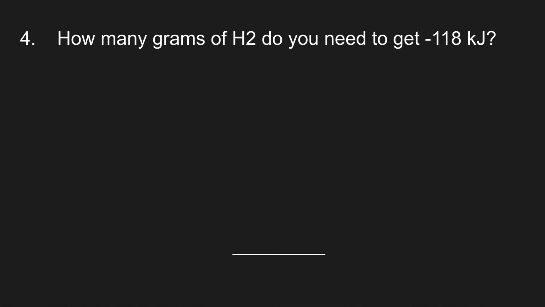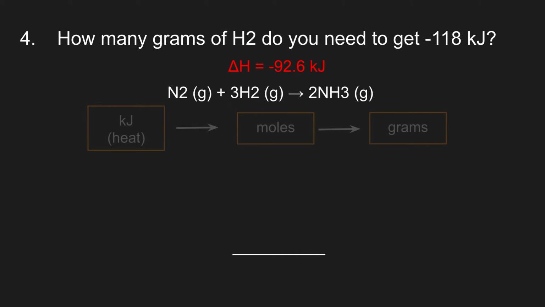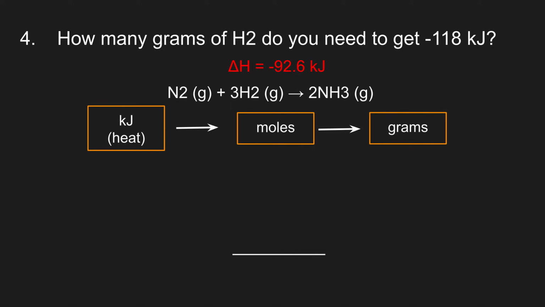Next is equation number 4. How many grams of H2 do you need to get negative 118 kilojoules? We also have the delta H here, which is negative 92.6 kilojoules. This is the chemical formula, and this is the big picture we have in our mind. From kilojoules, we convert to moles, then to grams.